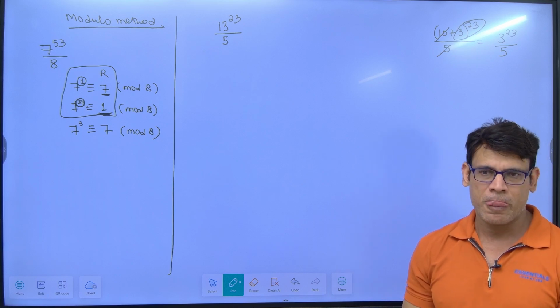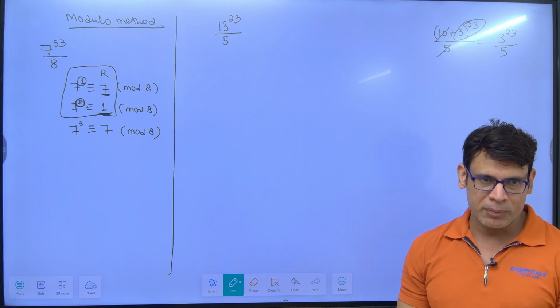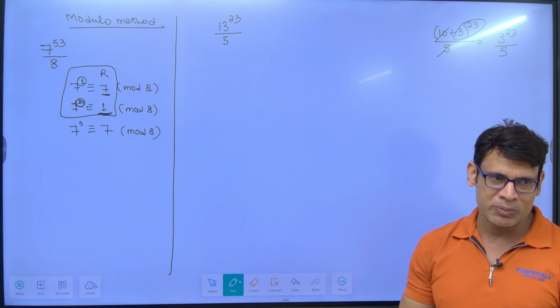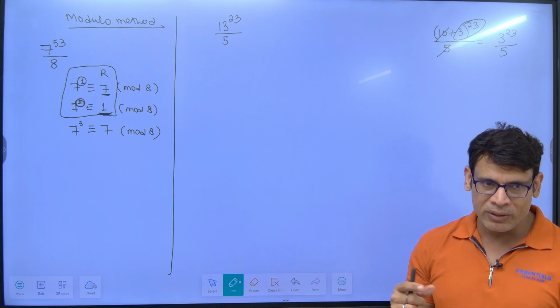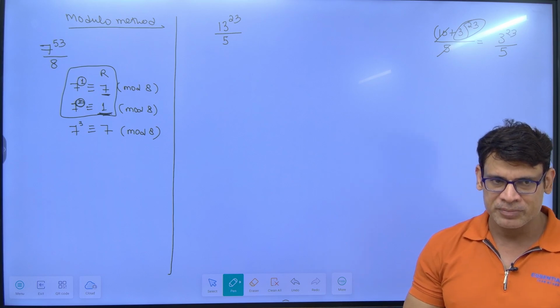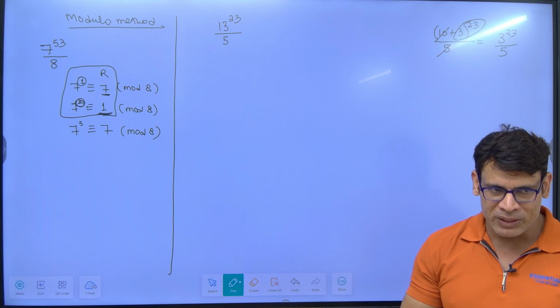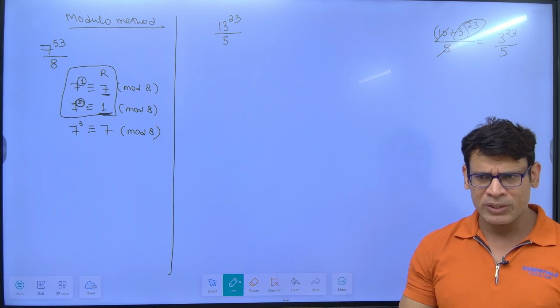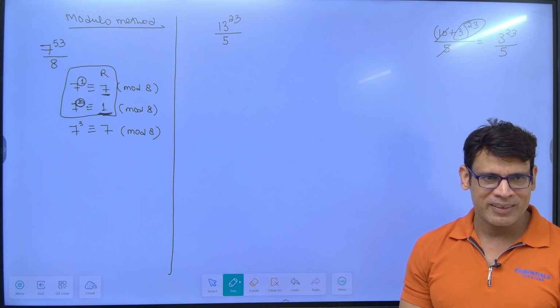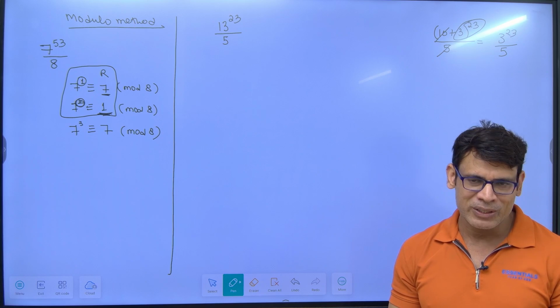Again, you have to tell me a power of 3: 3 raised to the power 1, 3 square, 3 cube, something which is closer to 5 or a multiple of 5. Think about it. 3 raised to the power 1 is 3. Go a bit further, 3 square gives 9, which is around 10. 10 is a multiple of 5.